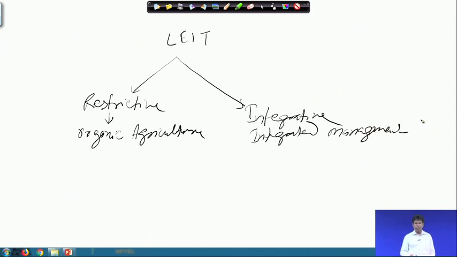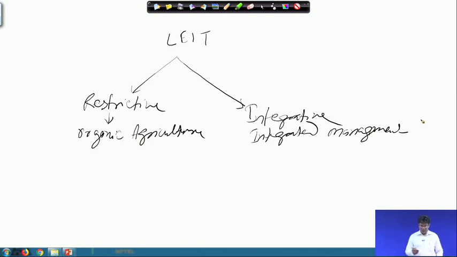That includes the use of both chemical and organic sources, that is integrative, and restrictive means there is no use of any chemical fertilizers or chemical pesticides, that is purely branded as organic agriculture. Integrative purposes means of the total nutrients, some parts may be organic and some parts may be chemical, or integrated pest management also, that includes different methods of pest management.